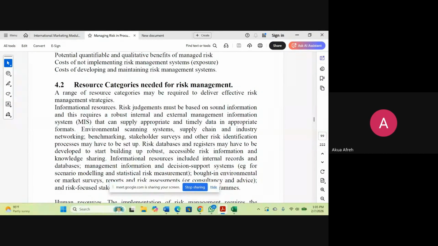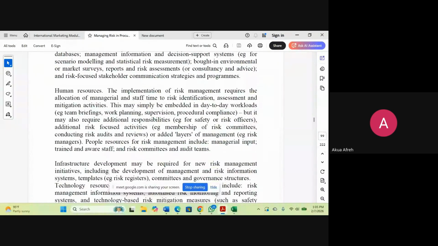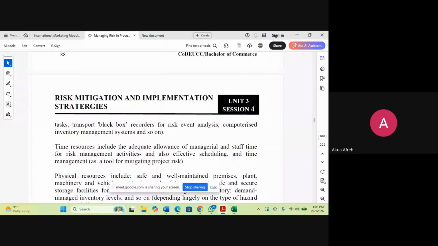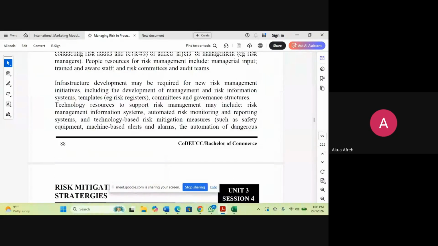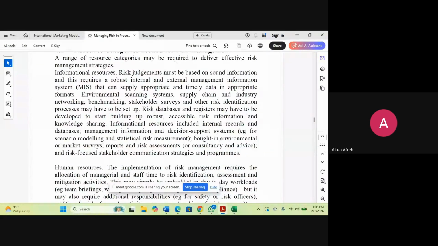Okay. Then we move on to resource categories needed for risk management. The first one, I'm surprised that the first one wasn't financial resources. In fact, it is the last resource. So we will take it one after the other here.